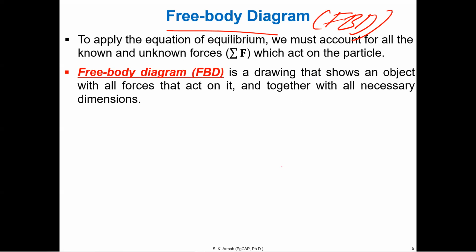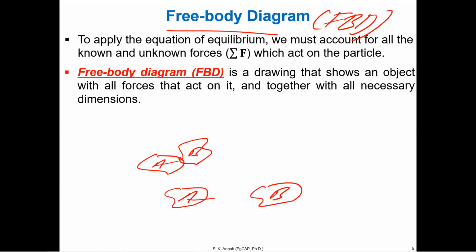Sometimes you can have more than one object, so you have one object connected to another object. This is object A, object B. We can separate them, object A and then object B, and then we draw the FBD of this and the FBD of this. Normally, if they are in contact, then wherever they are in contact, you can have Newton's third law, some kind of reaction, and so on and so forth.